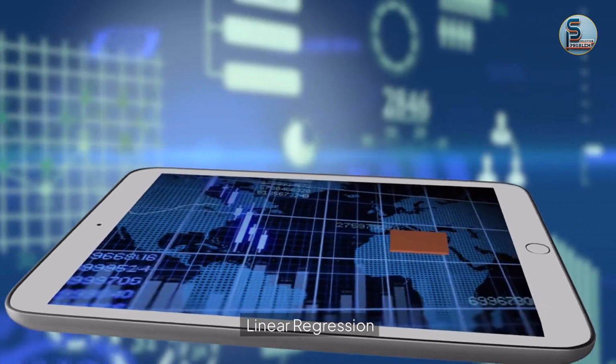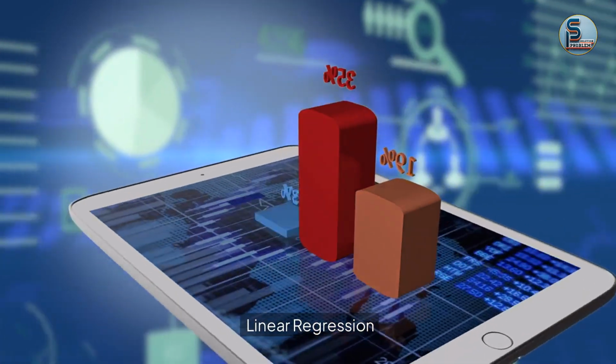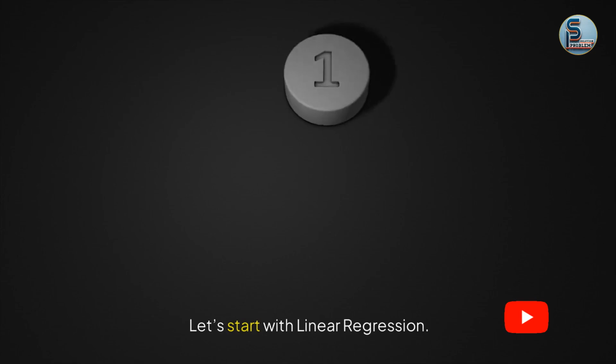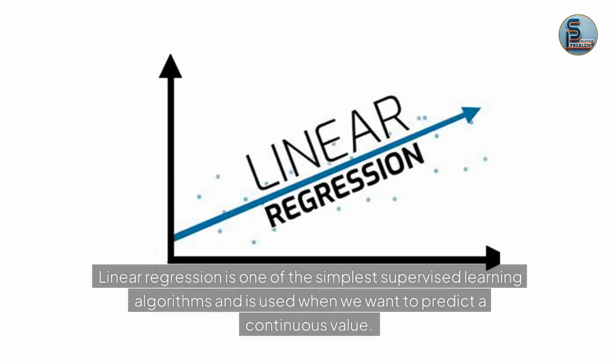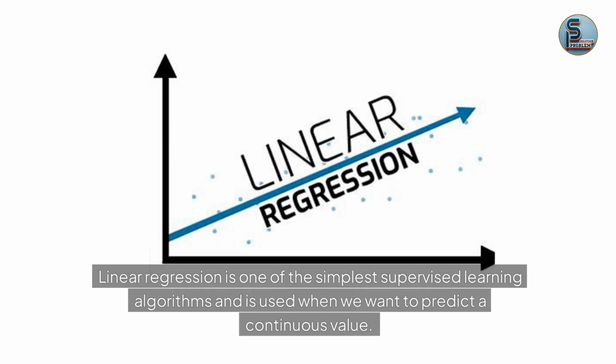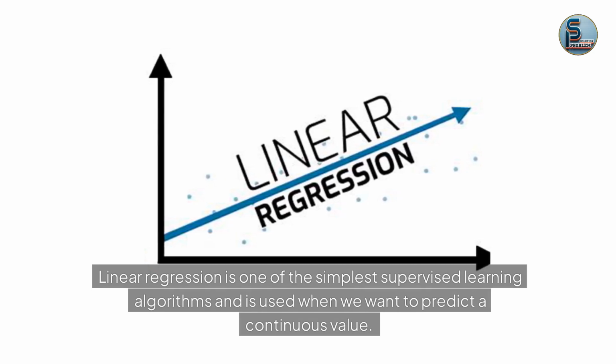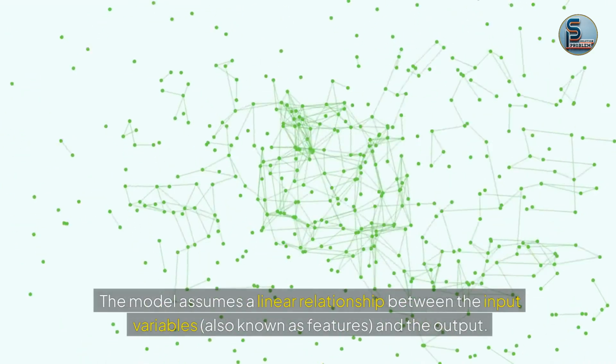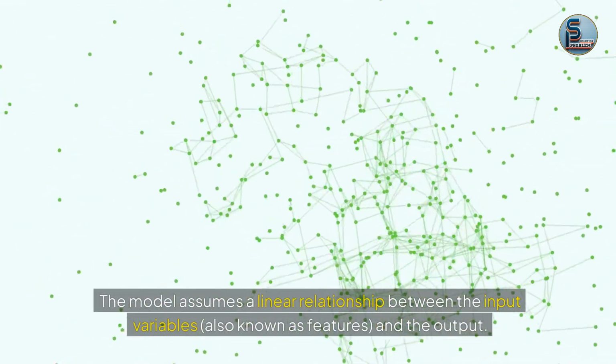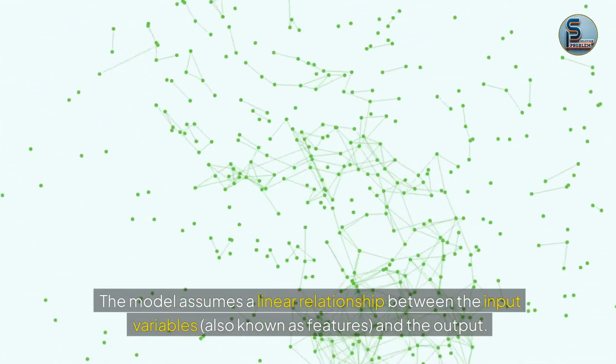Linear regression. Let's start with linear regression. Linear regression is one of the simplest supervised learning algorithms and is used when we want to predict a continuous value. The model assumes a linear relationship between the input variables, also known as features, and the output.